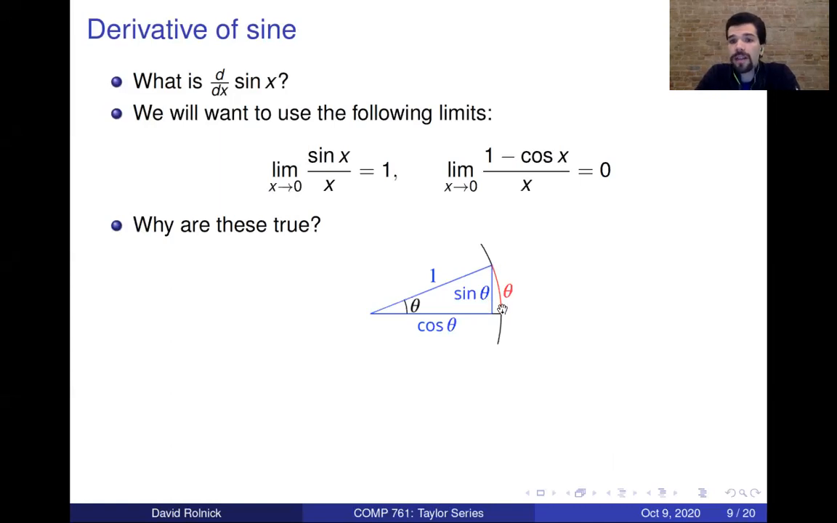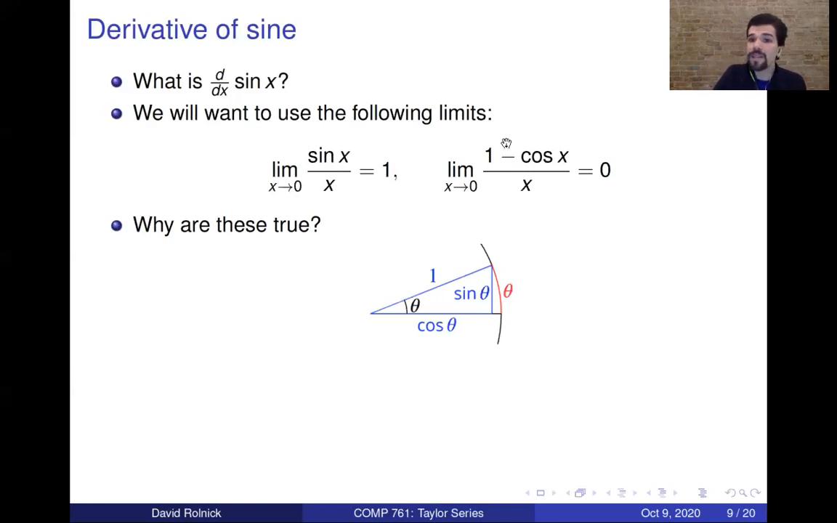So the arc length here is just theta. The height here is sine theta. And as theta gets really, really small, as you can see, this is basically a straight line. And this height is basically the same as the arc length. And this is going to get better and better as an approximation as the angle gets smaller and smaller and smaller. OK, so sine theta is basically equal to theta for theta small. So sine of theta over theta, or sine of x over x, is going to be 1.